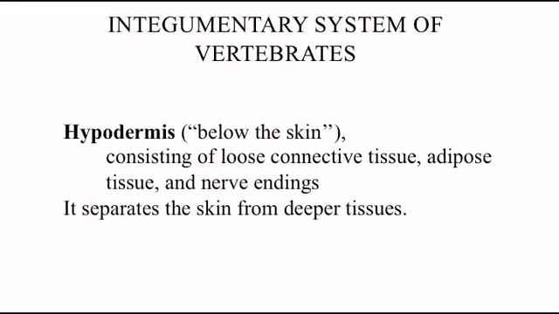Apart from epidermis and dermis, vertebrate skin has another layer which is named hypodermis. Hypo means below, and dermis means skin. So hypodermis is the layer which is present below the dermis. Hypodermis consists of loose connective tissue, adipose tissue, and nerve endings, and it separates skin from deeper tissues.